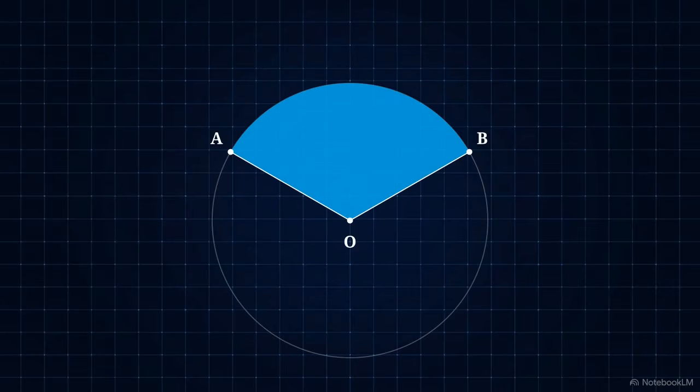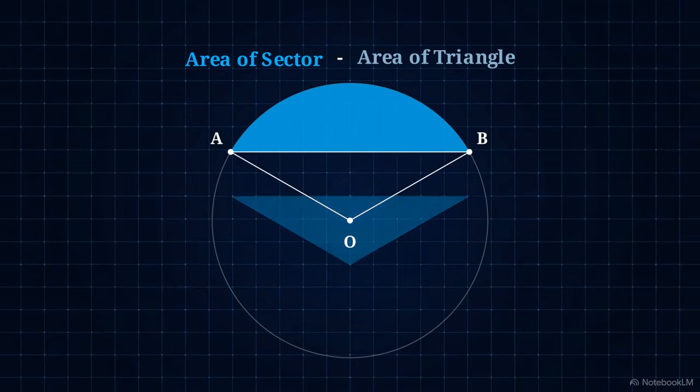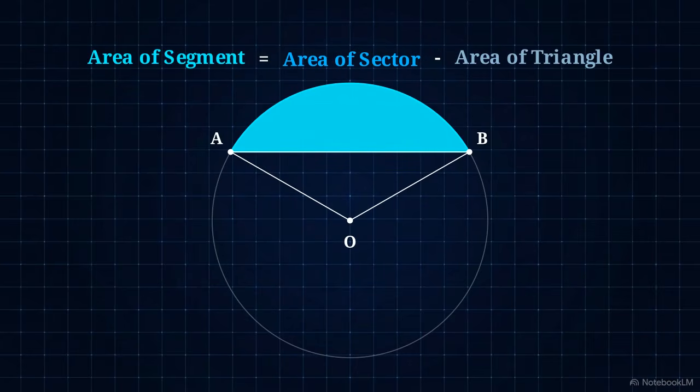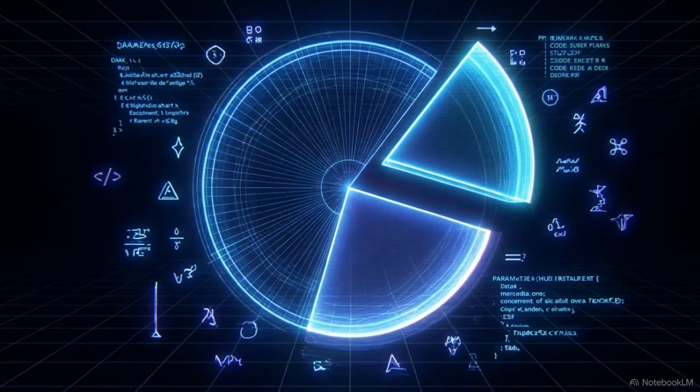Now we execute the final step. We take the area of the entire sector and we completely subtract the area of the triangle. When the triangle is removed from the visual space, the only thing left behind is our target segment. The exact area of an irregular segment is always the sector minus the triangle, proving that subtraction is a tool for isolation.